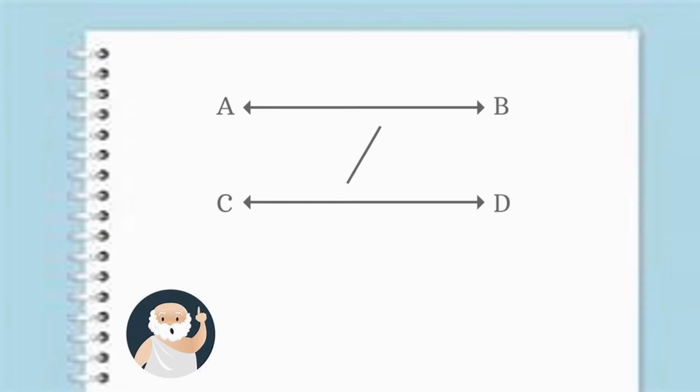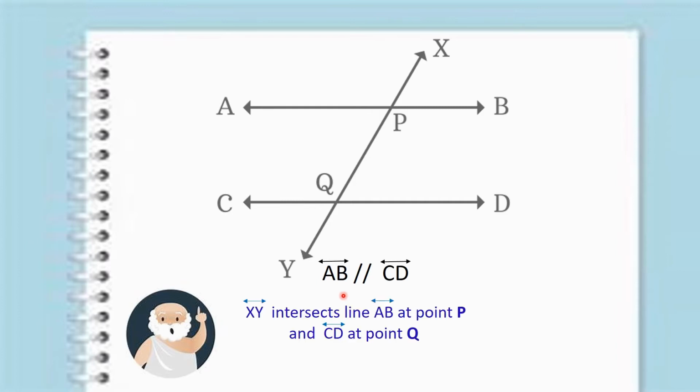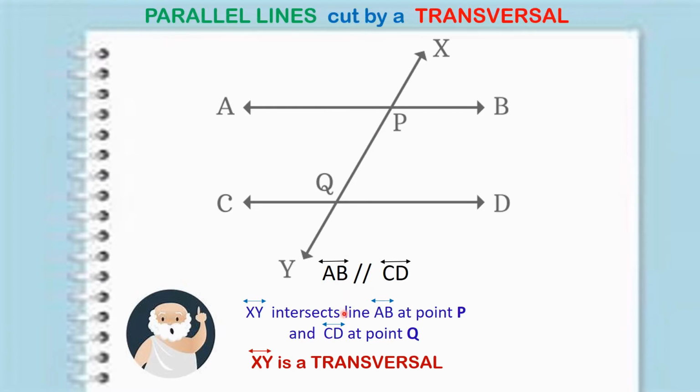The figure shows two parallel lines, line AB and line CD. And here's another line XY, that crosses the two parallel lines at point Q and point P. This line is called a transversal. When parallel lines are cut by a transversal, there exist some very unique characteristics of angle relationships, which we're going to explore further in this lesson.